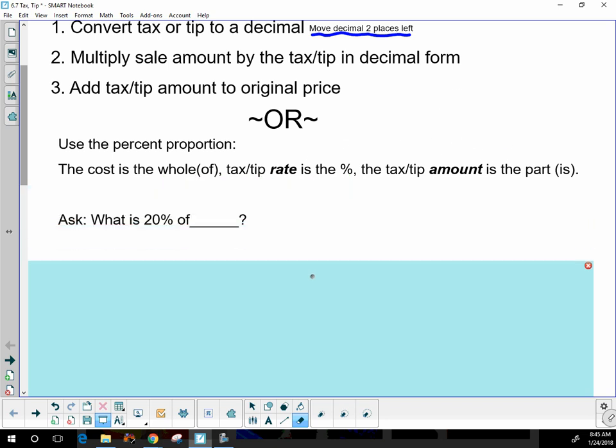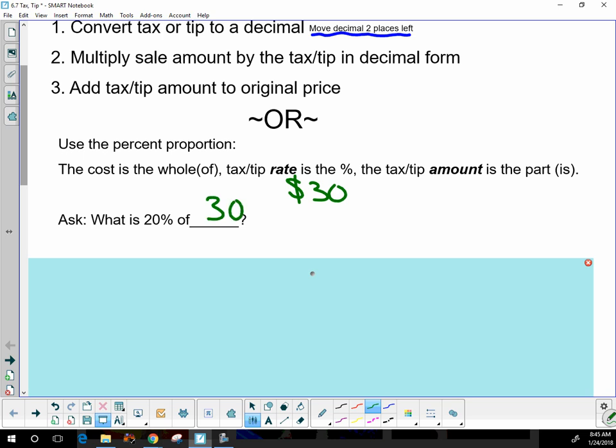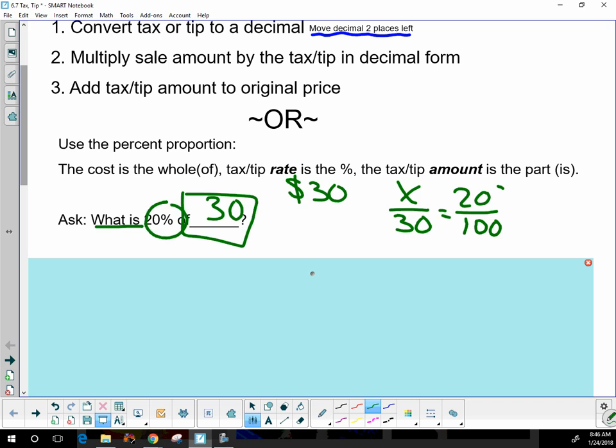So one thing you would do, if you are trying to set it up in the proportion and you're not sure, is change our amount again. Say lunch was $30. So you're going to ask yourself, what is 20% of 30? So now you have your is, you have your of. Whoops, I wrote over the of. You know it's over 100 and you know your percent is 20.